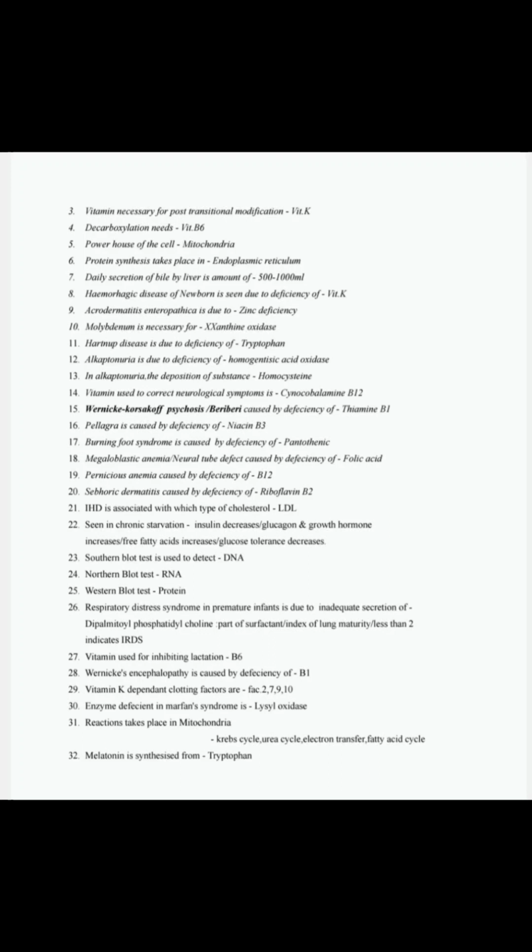Hartnup disease is due to the deficiency of tryptophan. Alkaptonuria, we have discussed already phenylketonuria. Now this is alkaptonuria, and alkaptonuria is due to the deficiency of homogentisic acid oxidase. In alkaptonuria, the substance deposited is homogentisic acid. The vitamin used to correct neurological symptoms is cyanocobalamin, B12. We will discuss this in many tutorials again, but these are the high yield points for those exams.